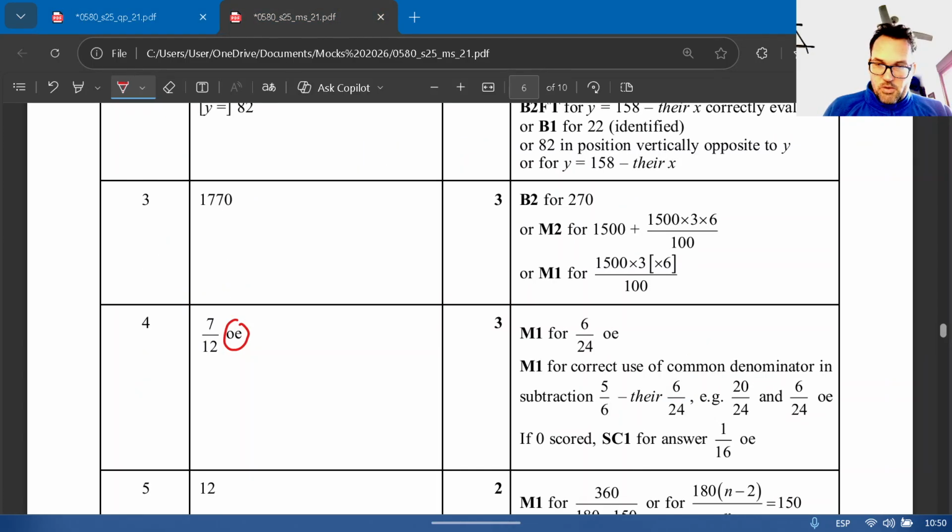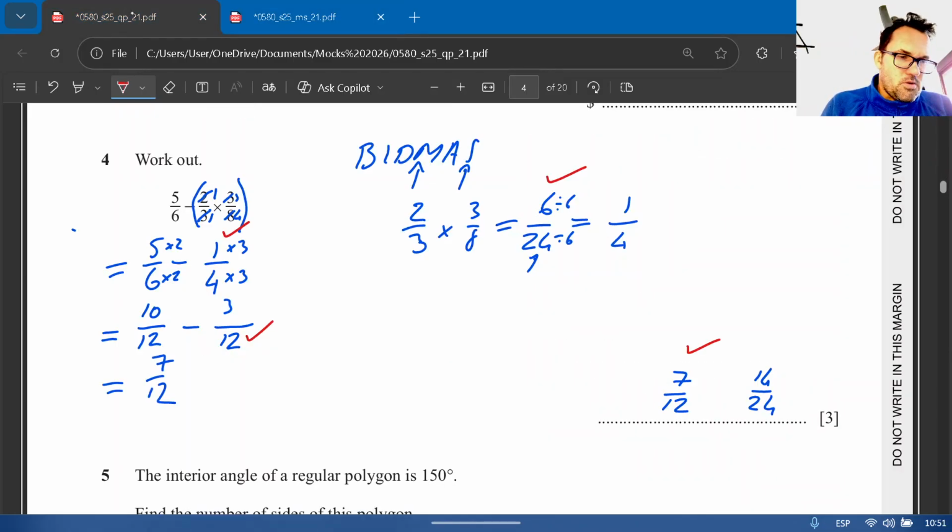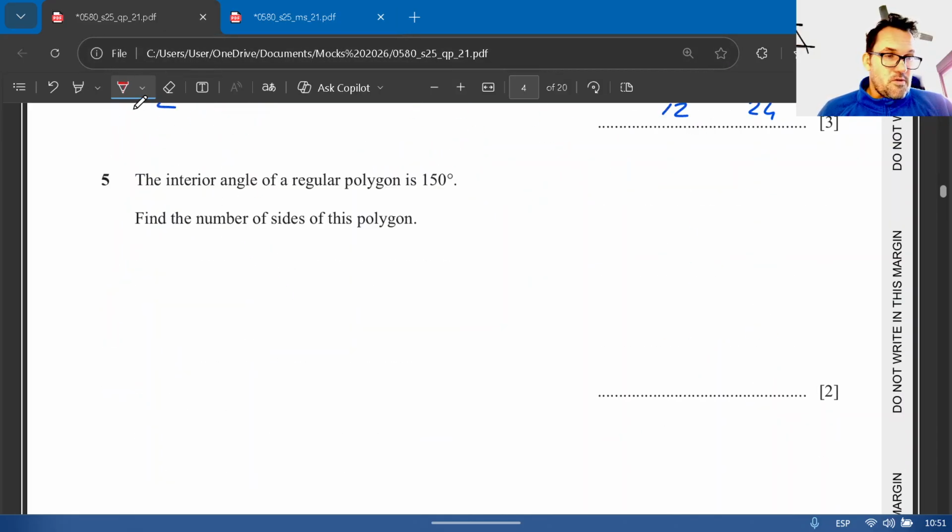Special case, for some reason you got 1 over 16. I'm going to delve into that one. You don't get any other marks, you get 1 mark for that. I guess that's when you subtract, you don't follow BIDMAS, but you do it correctly. Okay, going on to question 5.